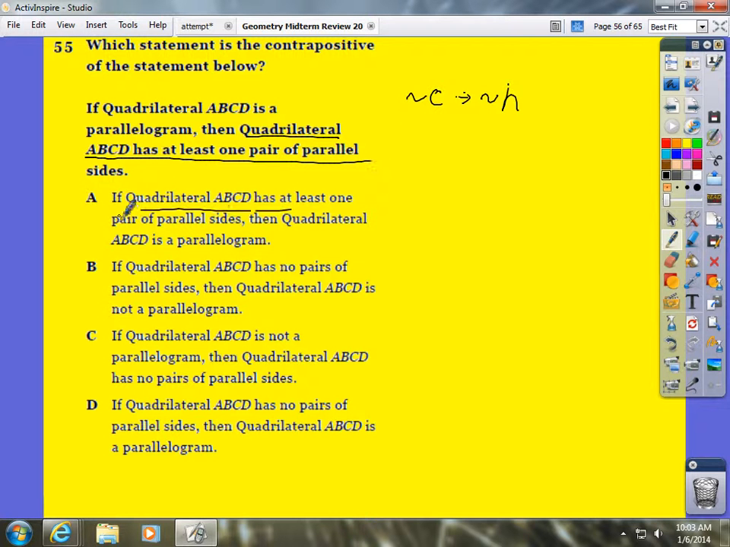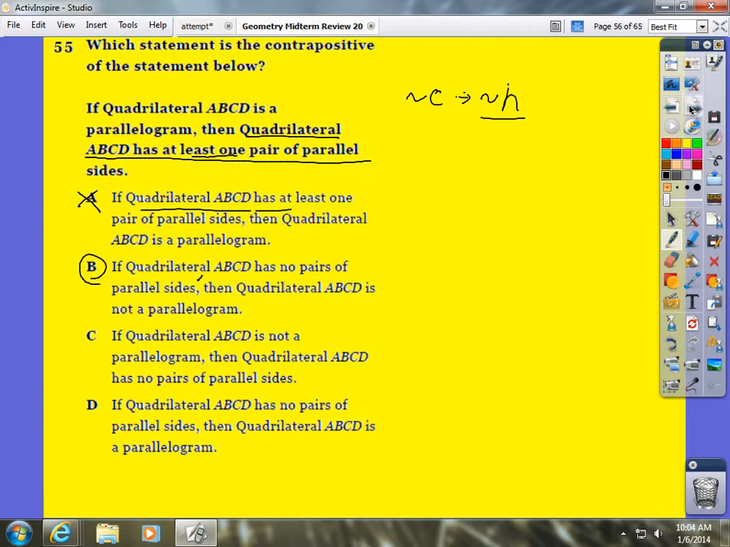Quadrilateral ABCD has no pairs. Okay, this says it has at least one pair. This says it has no pairs. Okay, that's negating it. That's true. And then it also has to negate the hypothesis. Quadrilateral ABCD is a parallelogram. So it's got to say it's not a parallelogram. ABCD is not a parallelogram, which makes that the answer.